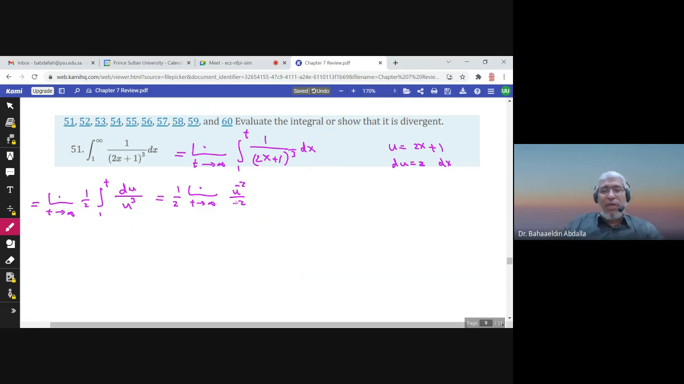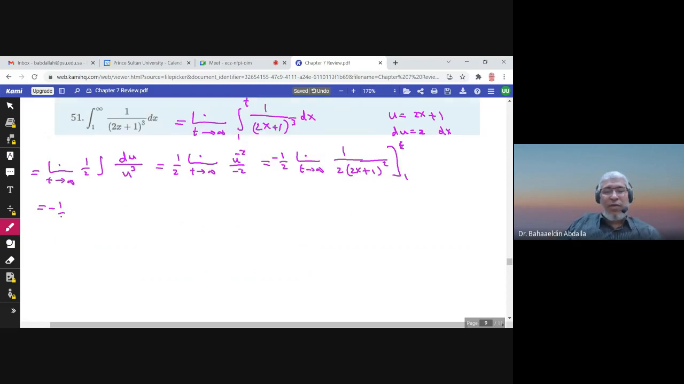But I need either to go back to x or to change the limits of the integral from x to u. So I would go back to x. I will have half limit t to infinity, and this minus I can take it out, okay? And I have 1 over 2 u to the power 2, and u is 2x plus 1 squared. And now I can replace x by 1 and t. So x from 1 to t.